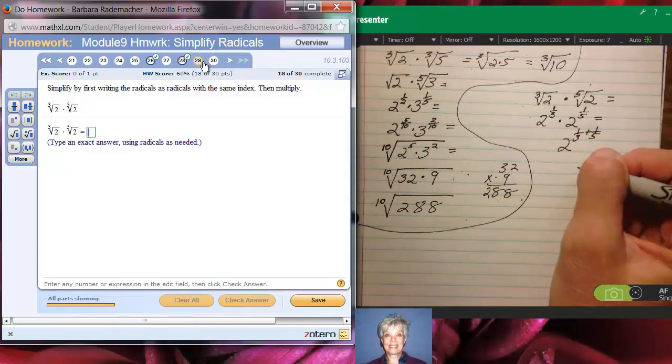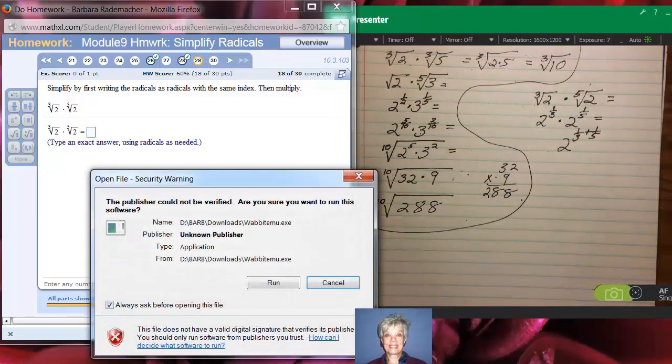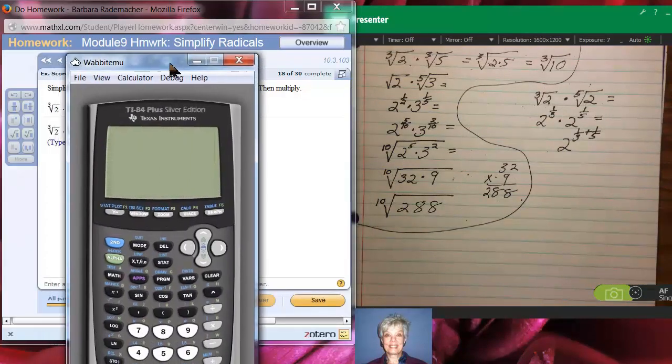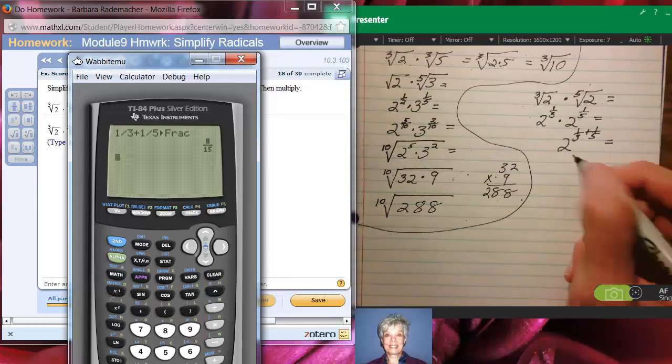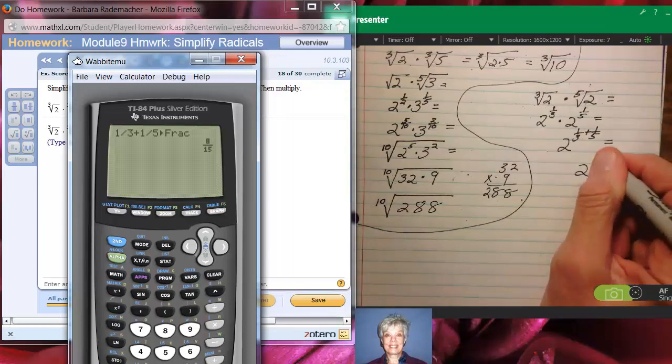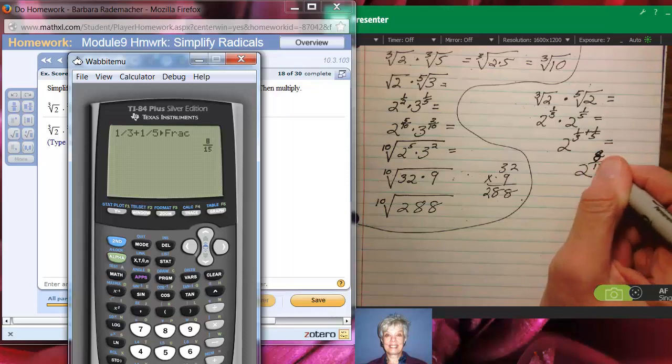Now you can put that in your calculator. In fact, let me call up little Wabbit Emu. There he is. On. Okay. We're going to have 1/3 plus 1/5. So 1 divided by 3 plus 1 divided by 5. And now math frac it. And you get 8/15, which is exactly what you would get if you did this by hand. So our answer, not the final answer, but our answer right now is going to be 2 to the 8/15.